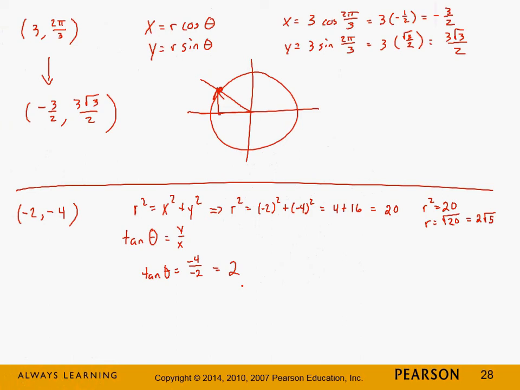So if tan theta equals 2, how do we solve that? We say that theta equals arctan of 2. We use our calculator, and you get that theta is, say, 63.4 degrees. So our new coordinate in polar would be 2 root 5, 63.4 degrees.